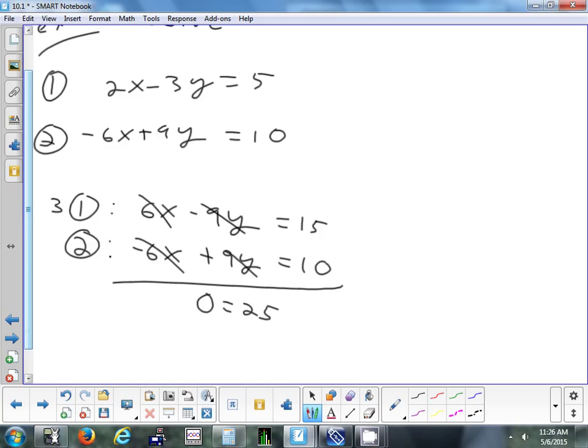What does that mean? 0 equals 25. Yep. There's no solution. This is a false statement. The answer is not false. The answer is no solution. Okay, so if you were to draw these lines, they would have the same slope, different y-intercepts. They're parallel.